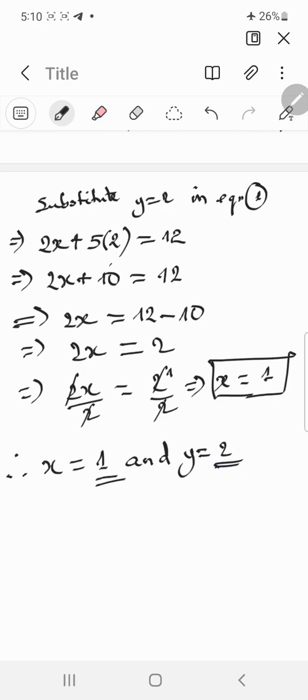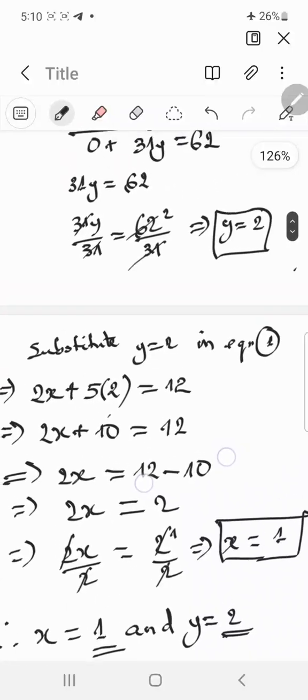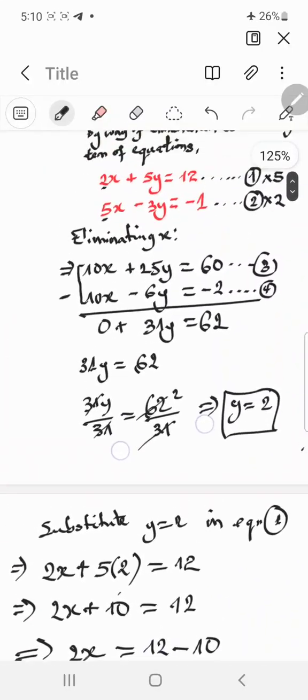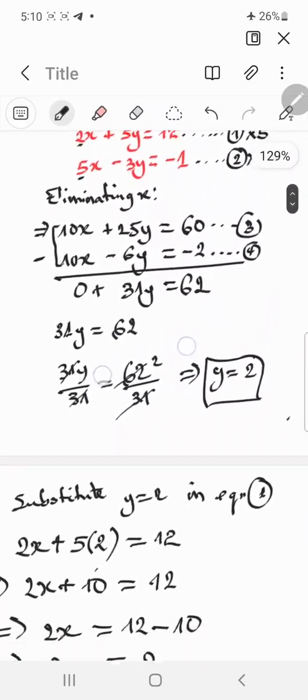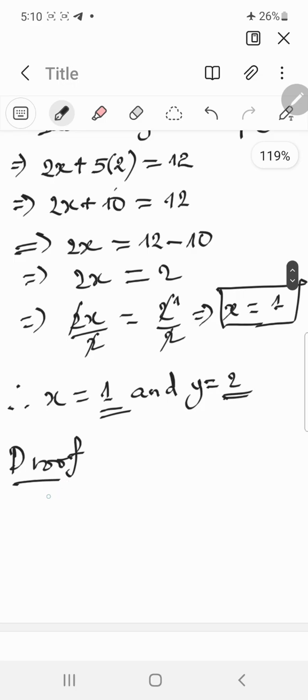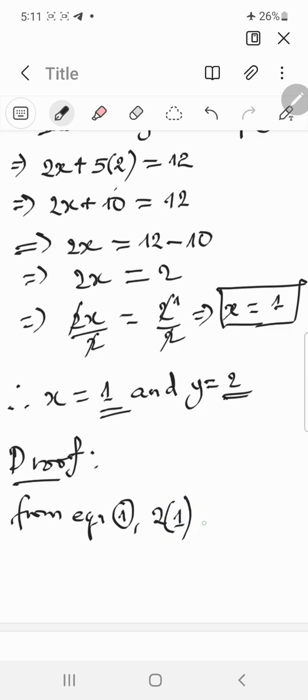These are your solutions. We can prove this. We take any of the equations and substitute these values: 1 for x and 2 for y. So come to equation 1, for example, which says 2x plus 5y is equal to 12. So from equation 1, 2x, what is x? x is 1, so 2 times 1, plus 5, what is y? y is 2, is supposed to be equal to 12.